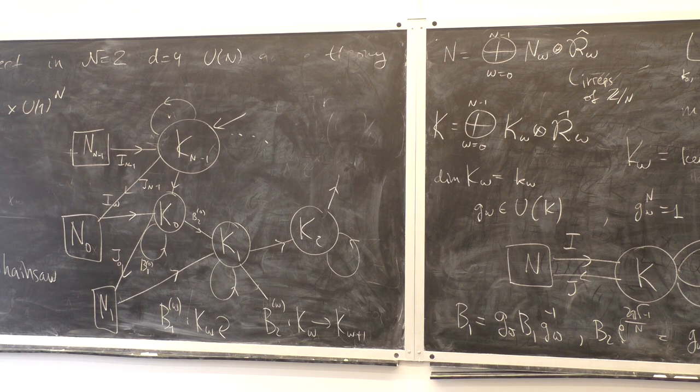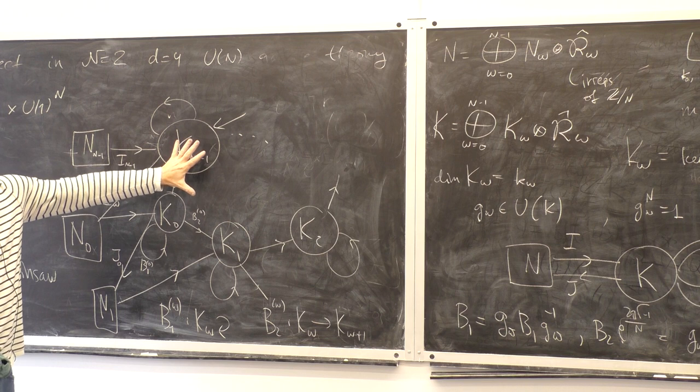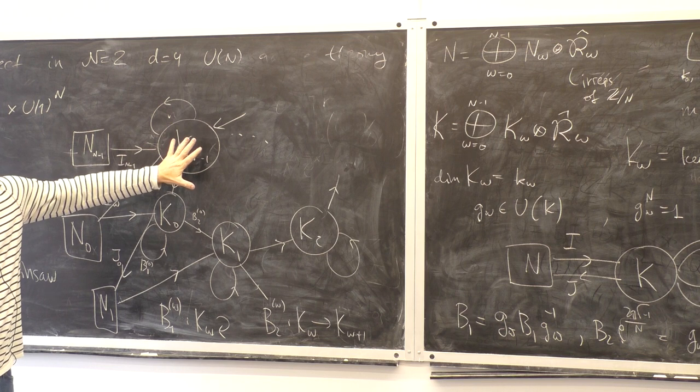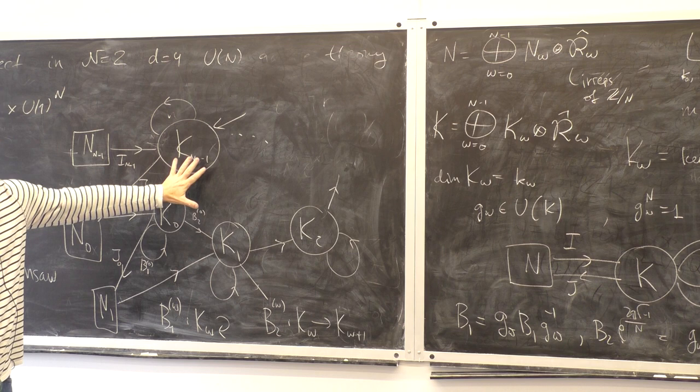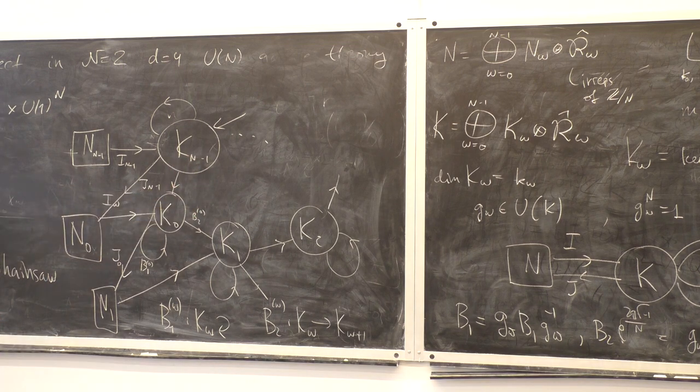So now I want to describe the map, kind of a map from this space of matrices. So the matrices now are.